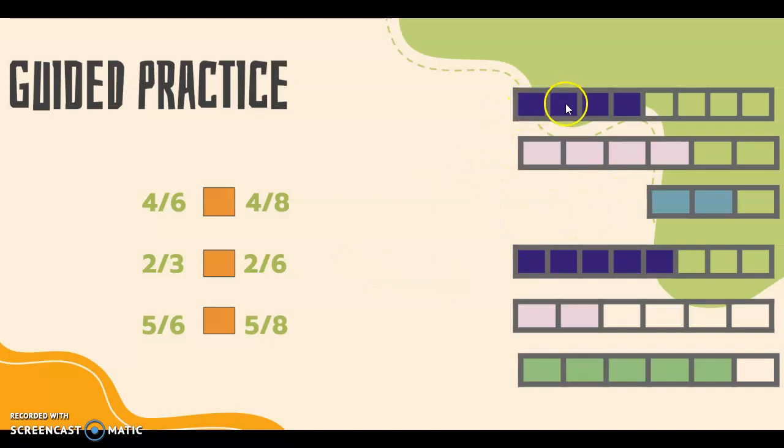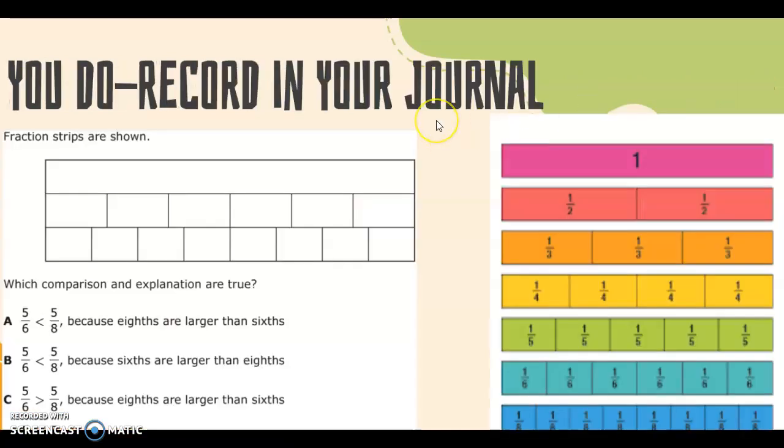Okay, so for 4/6, let's look at the first one. We have 1, 2, 3, 4, 5, 6, 7, 8. So here's my model for 4/8.